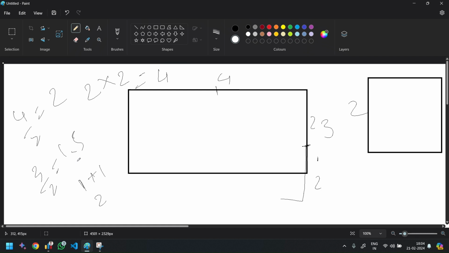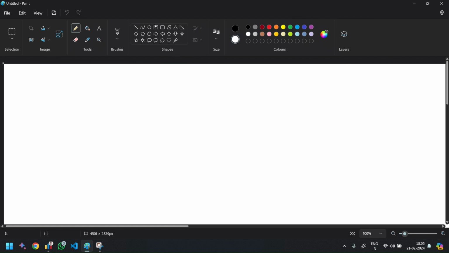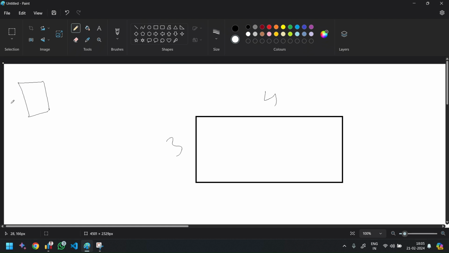Today we are going to find a general formula. There is a general formula for solving such cases, so let me tell you the general formula. Let's take a new slide. We have 4 and 3, and we have a square of 2.